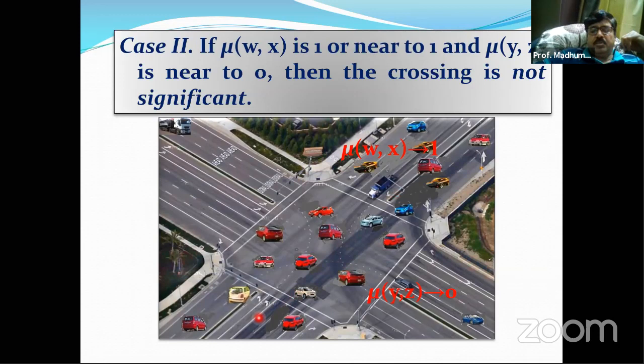So this road is crowded, so its membership value tends to 0, and this road is not crowded, so its membership value tends to 0. So in this case also, no important traffic signaling is required for this kind of crossing. This is also a crossing, but no such heavy traffic signaling is required.